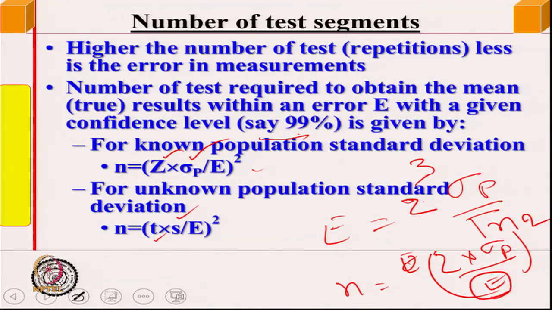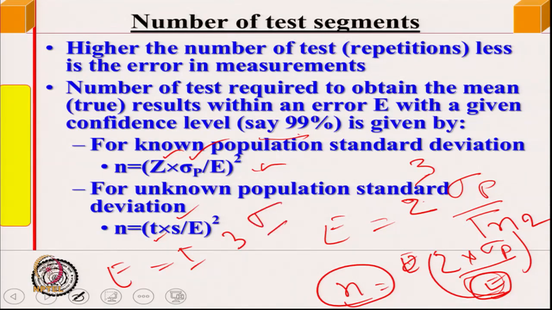So, if you want to reduce E, low E means more n, low error means more n, because from this formula it follows. I said that error is plus minus, for 99%, 3 sigma under root n. For any other value, 95%, Z will be 1.65. So, Z sigma under root n. Therefore, if you want to find out n using this formula, you can find out.